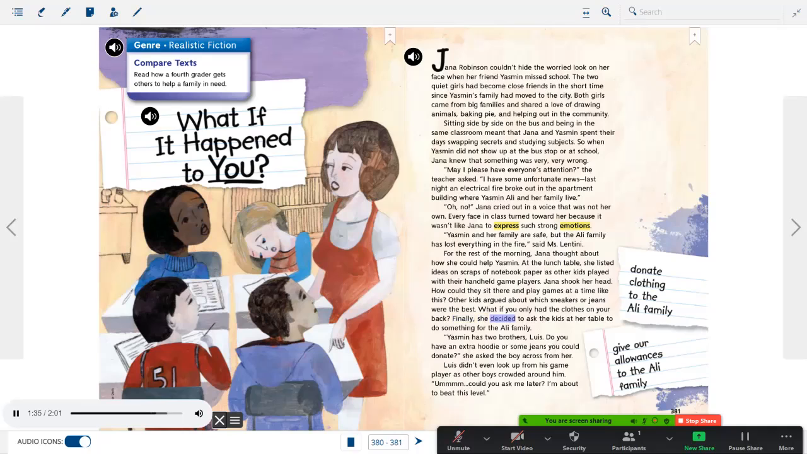Finally, she decided to ask the kids at her table to do something for the Ali family. "Yasmin has 2 brothers, Louis. Do you have an extra hoodie or some jeans you could donate?" she asked the boy across from her. Louis didn't even look up from his game player as other boys crowded around him. "Could you ask me later? I'm about to beat this level." Donate clothing to the Ali family. Give our allowances to the Ali family.